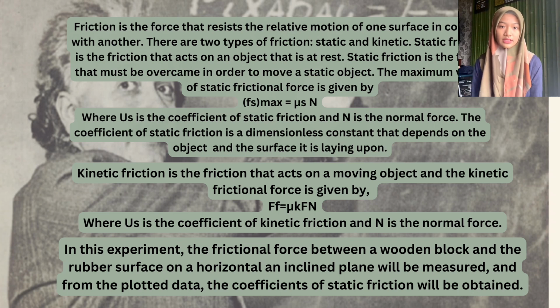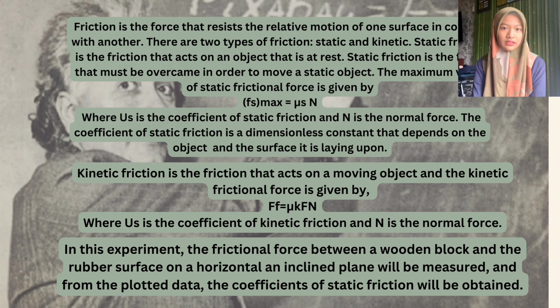The maximum value of static frictional force is given by Fs maximum equal to μs N, where μs is the coefficient of static friction and N is the normal force. The coefficient of static friction is a dimensionless constant that depends on the object and the surface it is lying upon. Kinetic friction is the friction that acts on a moving object, and the kinetic frictional force is given by Fk equal to μk N, where μk is the coefficient of kinetic friction and N is the normal force.